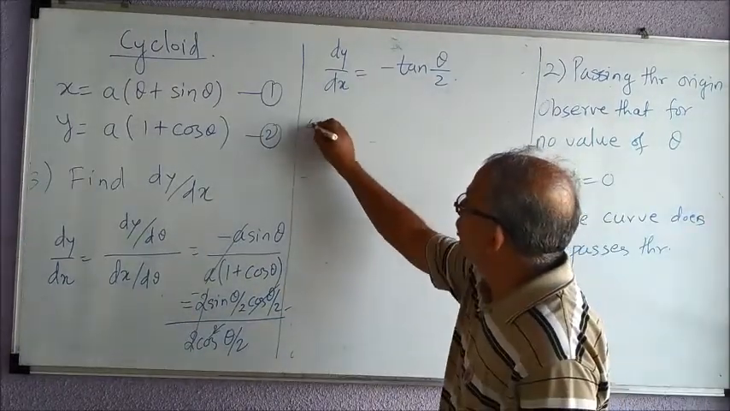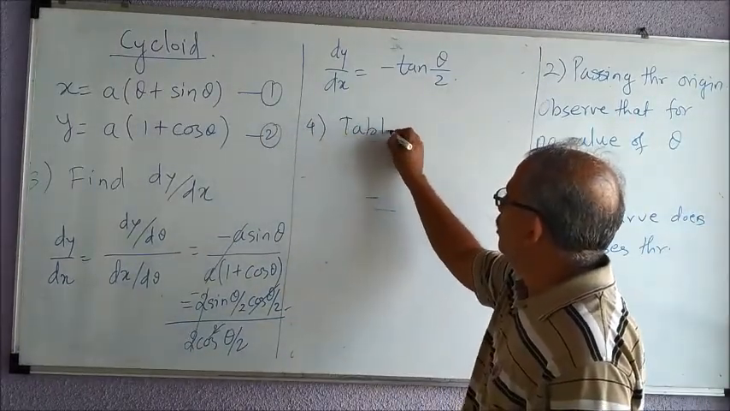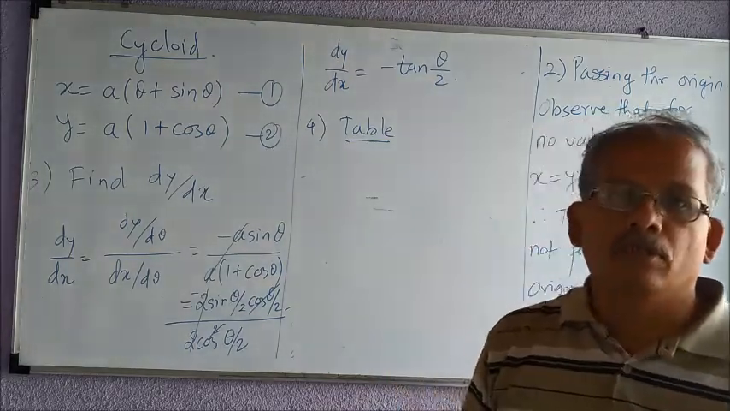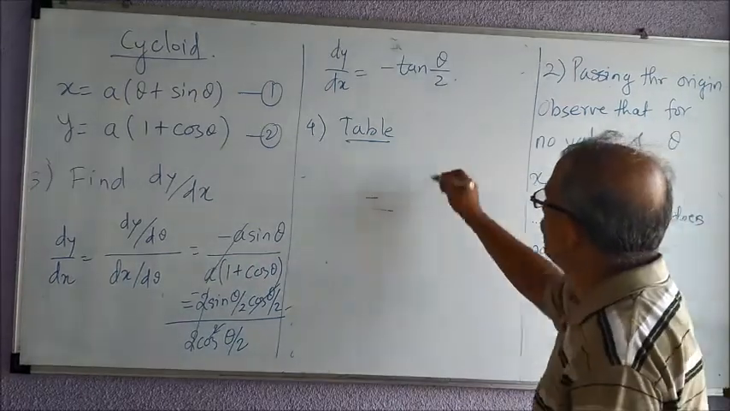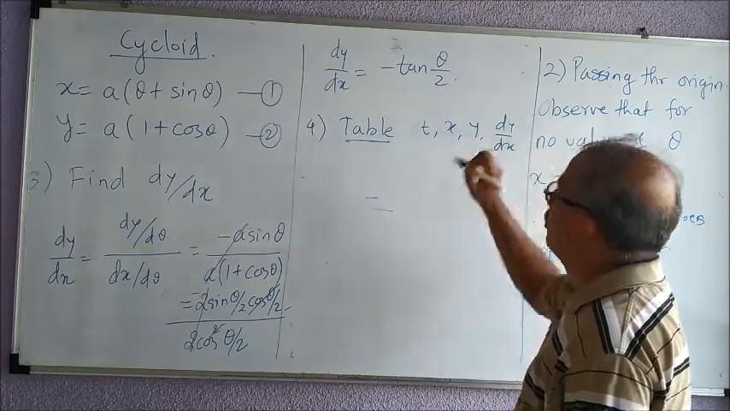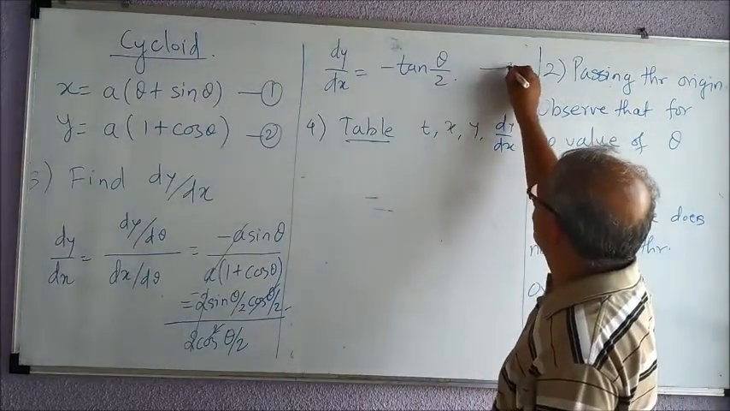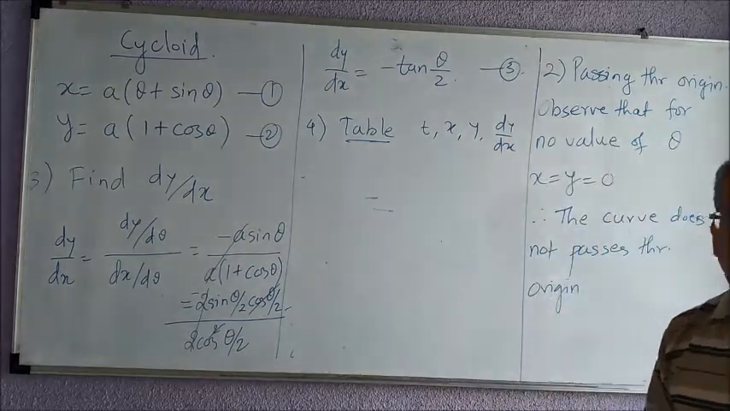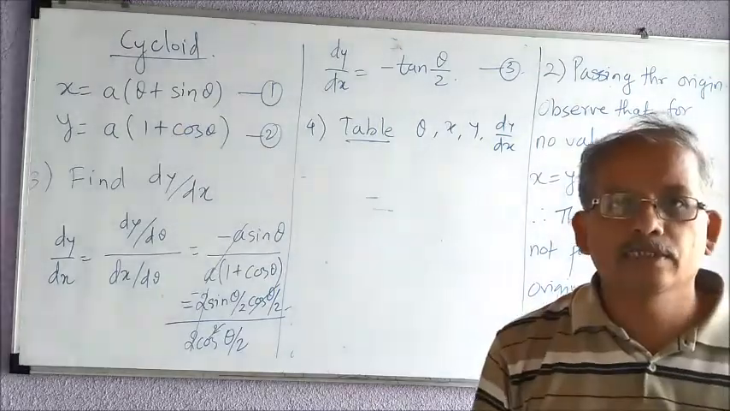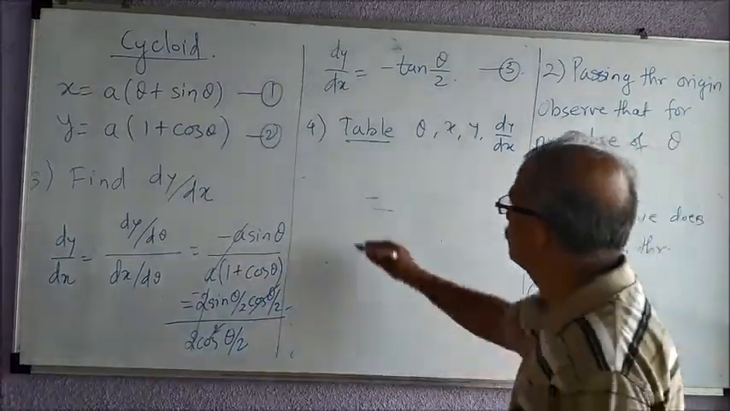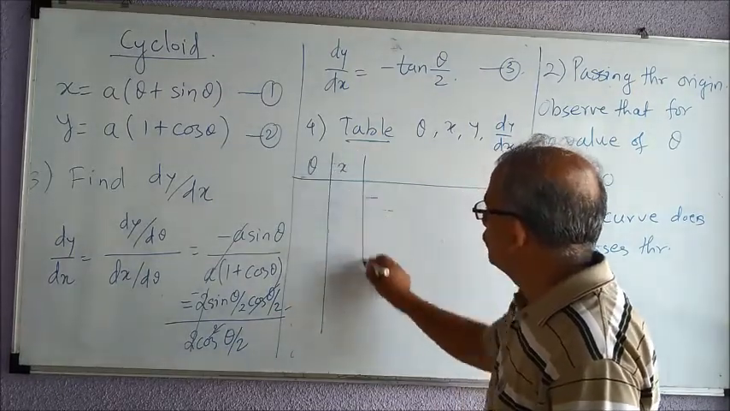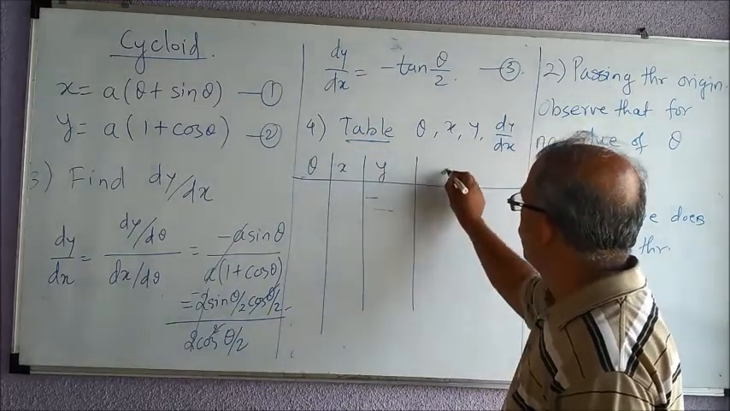So let us form a table. This is an important thing, the table. I told you that in parametric form we need this table. This table will contain the values of t, x, y, and dy by dx. Here we have the parameter theta, so theta, x, y, and dy by dx. Let us form this table over here.